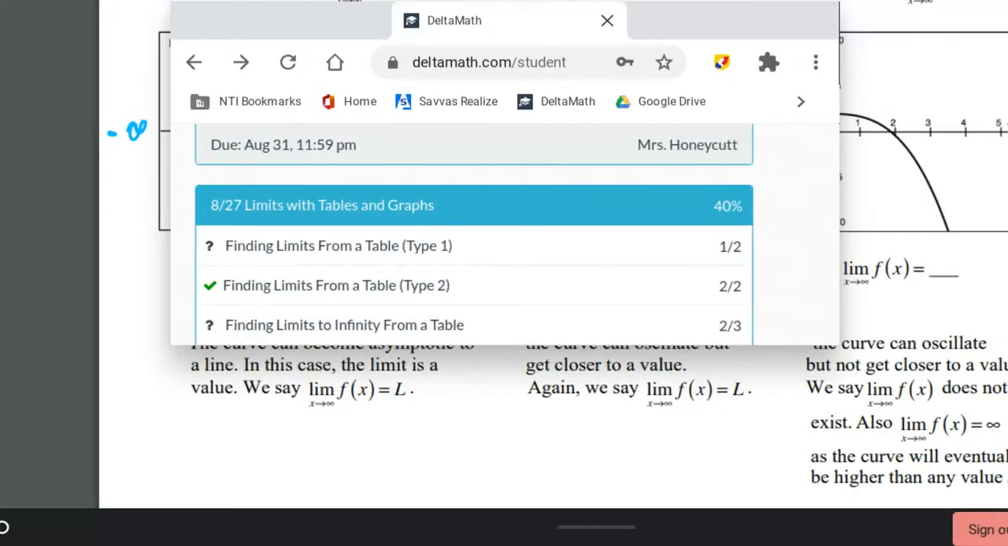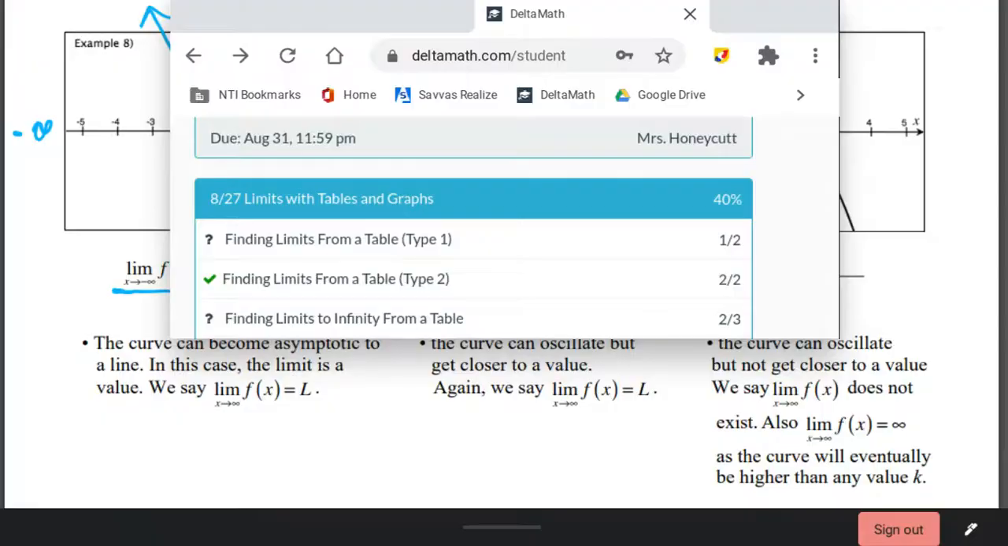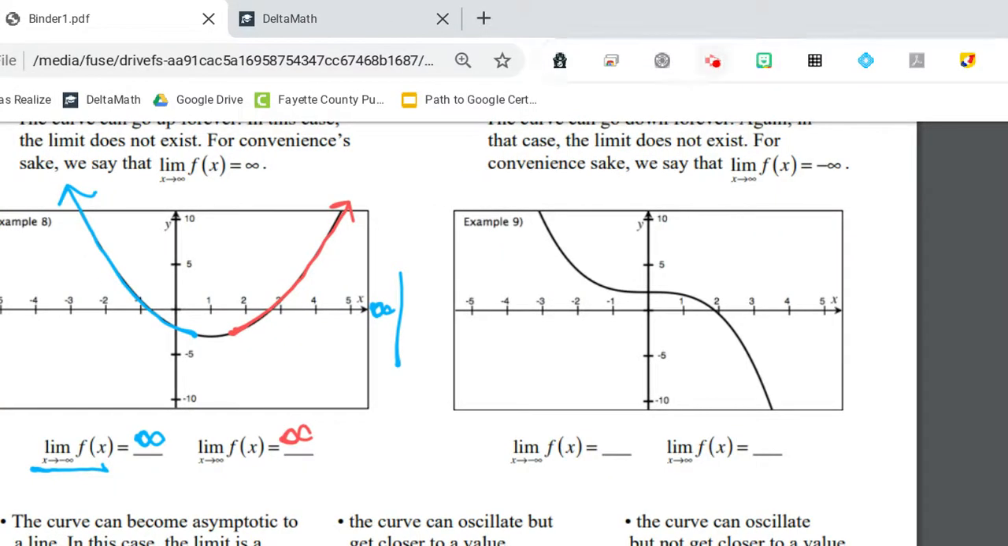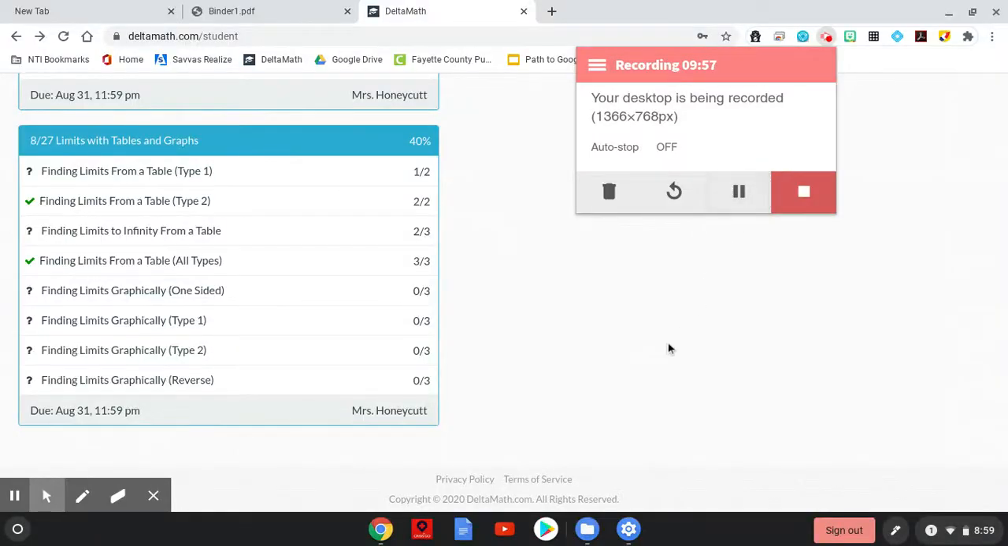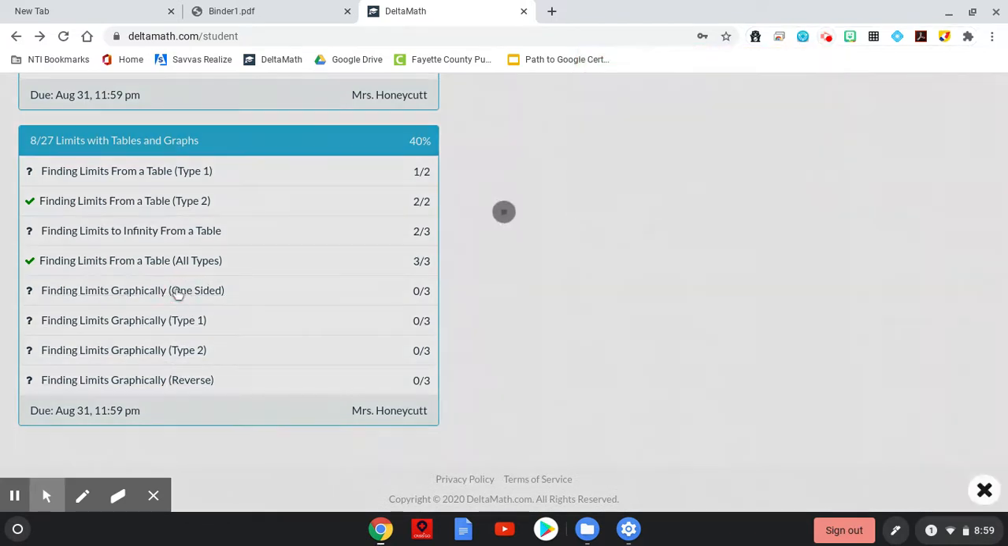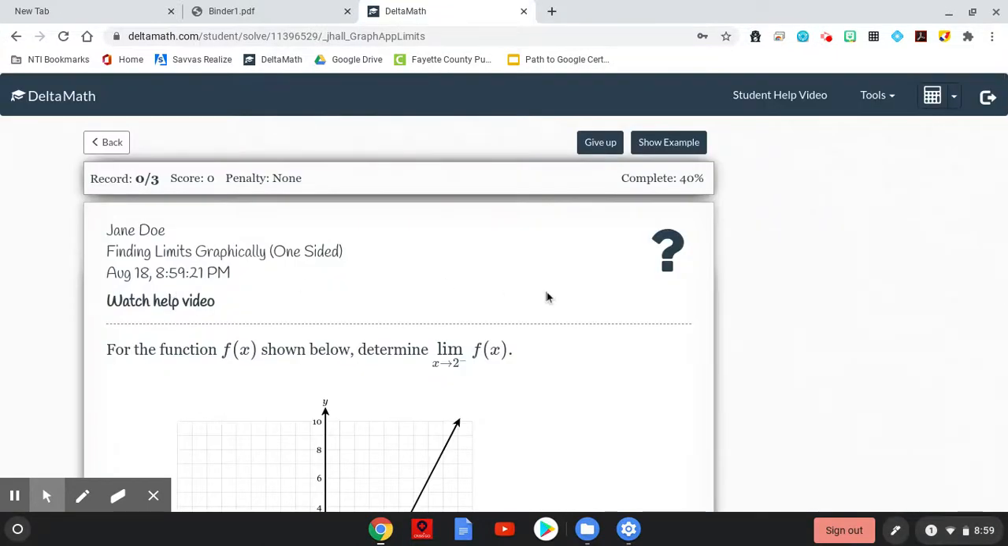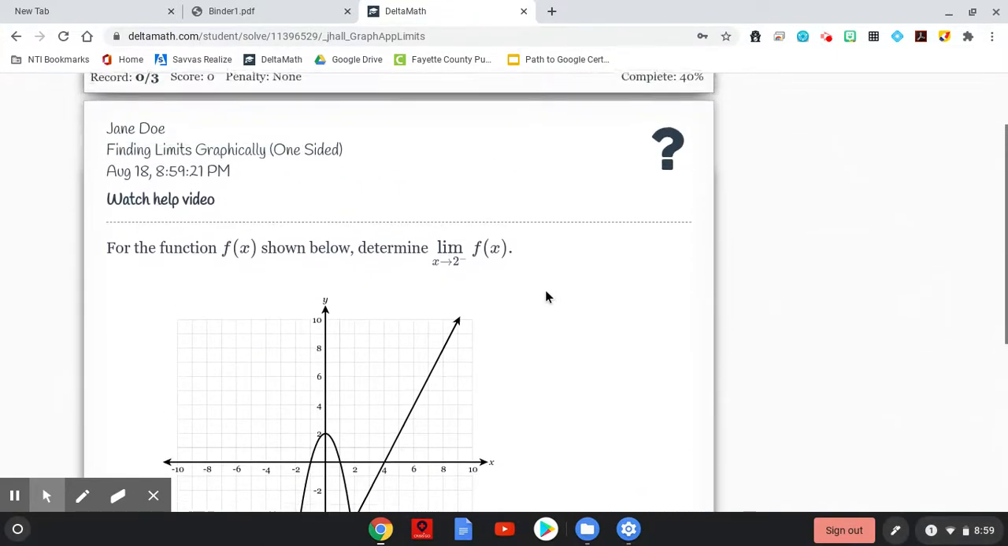Okay, and then you're going to have a few problems like this on Delta Math. So in Delta Math, you may have already done these four where you find the limits from a table. If not, you'll just use that last video to help you do those. This video is helping you with the last four sections. So here's an example. On the first one, find limits graphically one-sided.